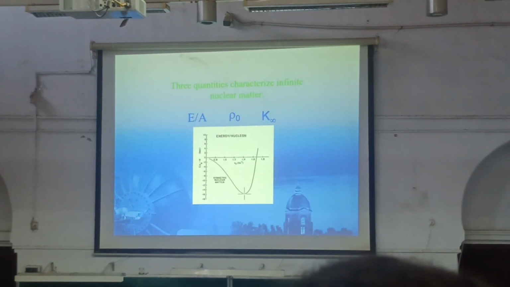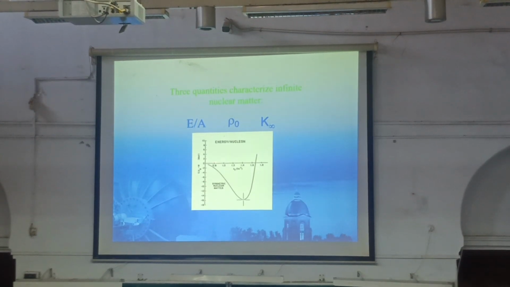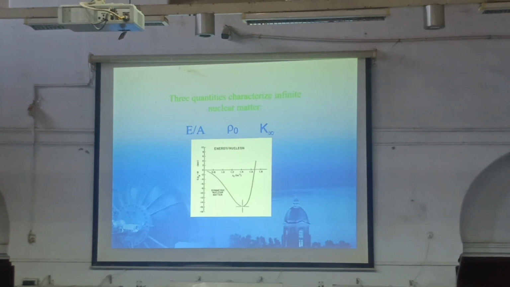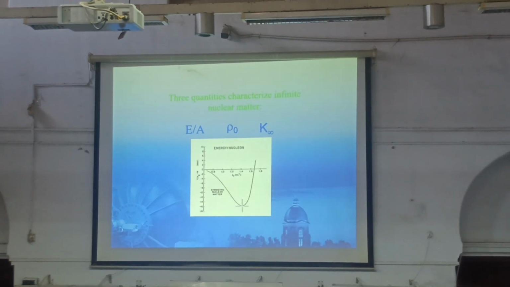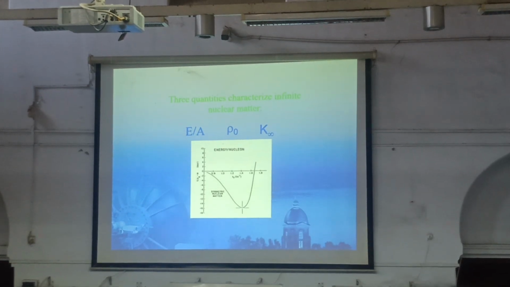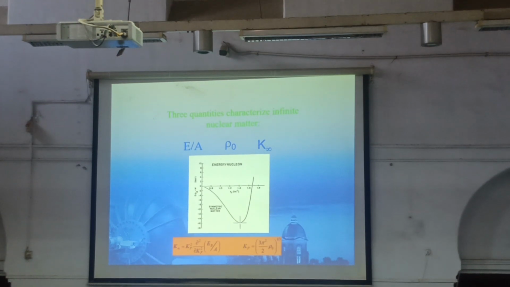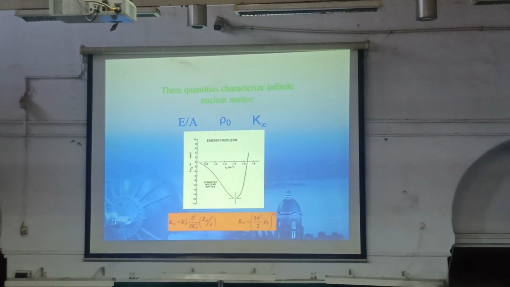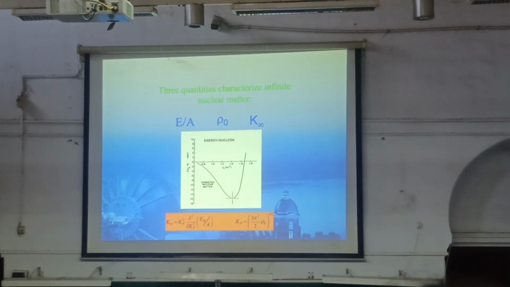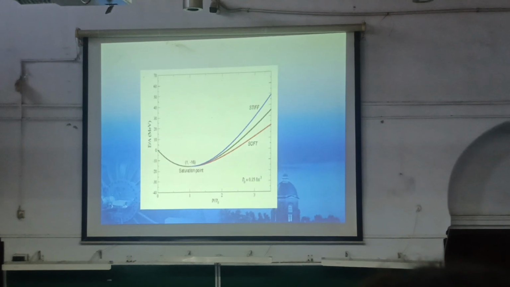Compressibility is the curvature, so the second derivative of this. We have dealt with second derivatives in basic calculus. It tells you whether it is going down or up. It's the same. So the magnitude tells you. So this is the formal definition: K infinity is the second derivative of the energy per nucleon with respect to density.